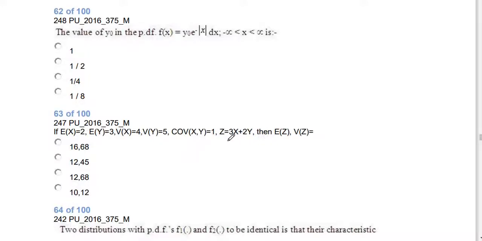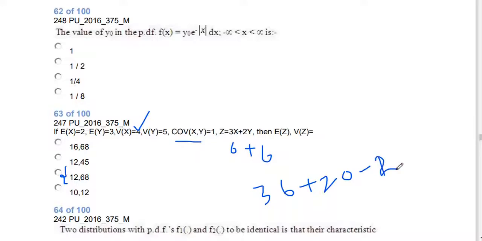Now what we need is the expected value of Z. How can you calculate the expected value of Z? You can just take the expectation: 3 into expected value of X is 6 plus 2 into expected value of Y is 6, so 12. Now for the variance: 3 square is 9, 9 times 4 is 36, 2 square is 4, 4 times 5 is 20, 56 minus 2 times the covariance term.